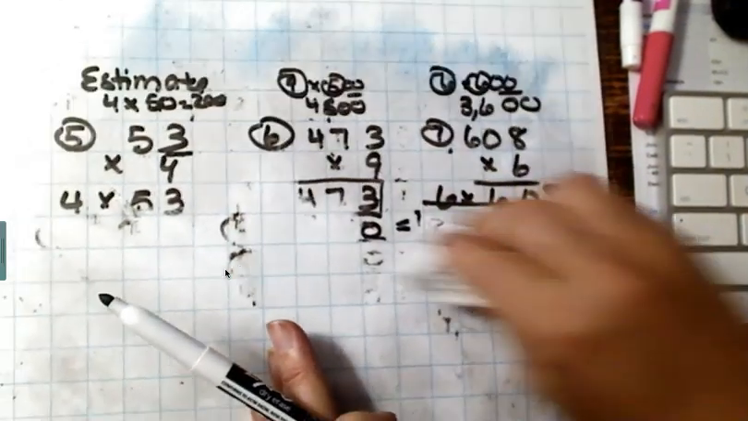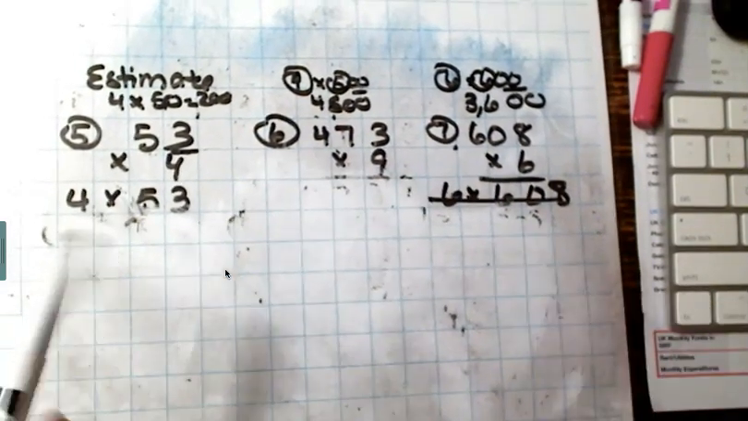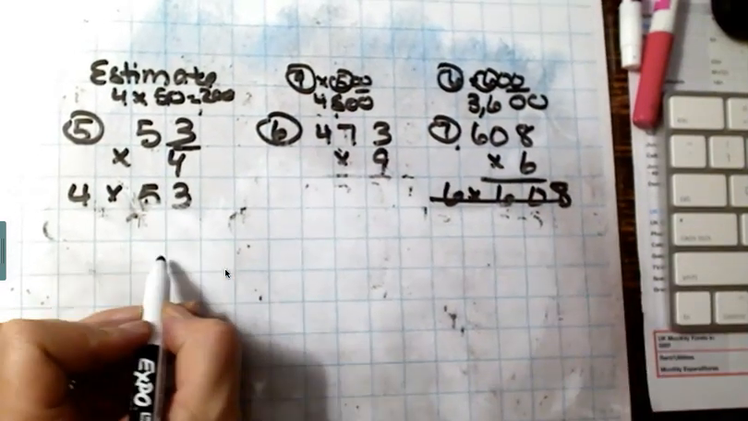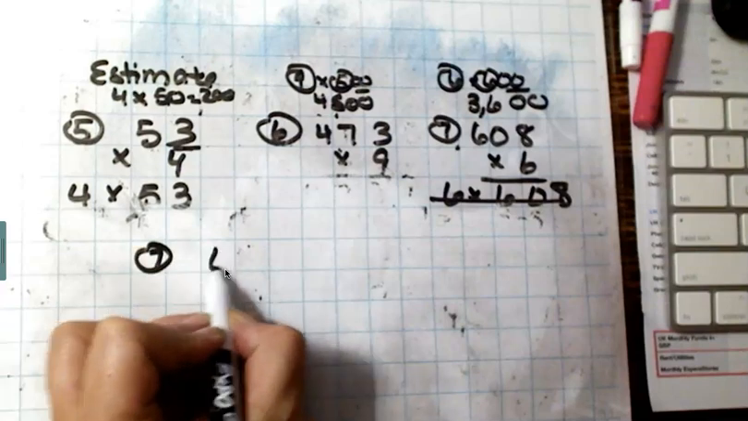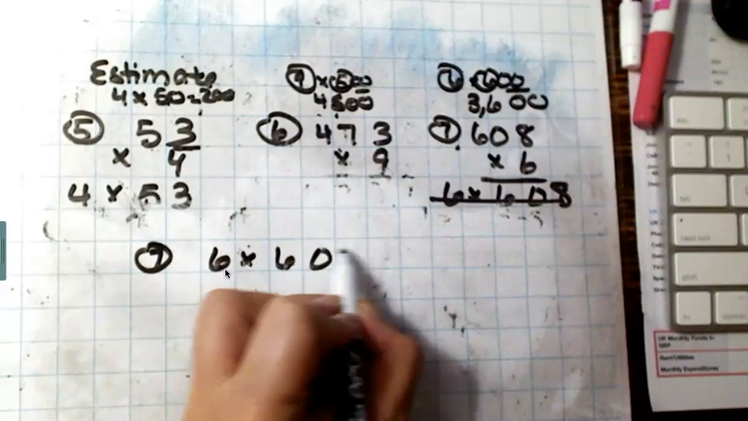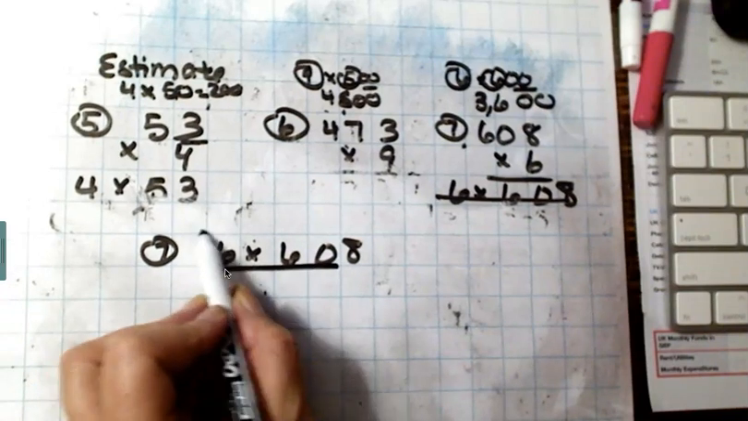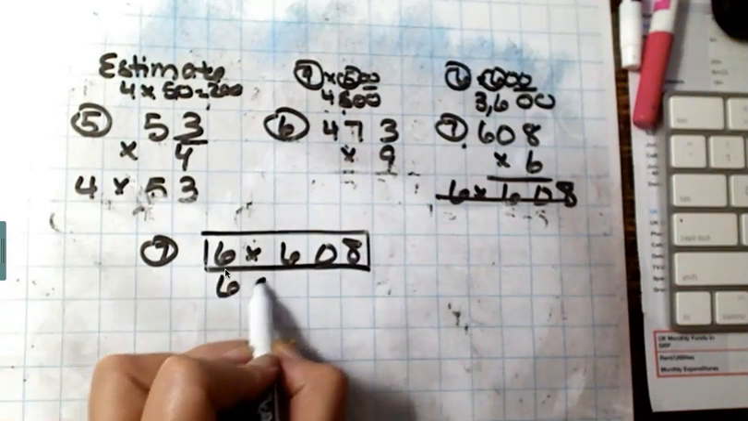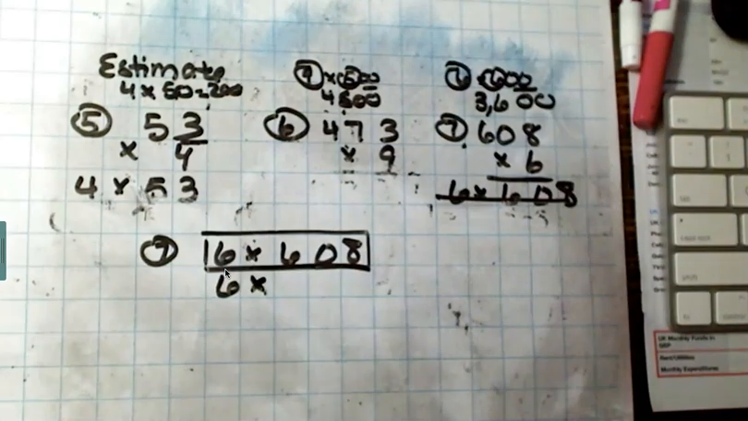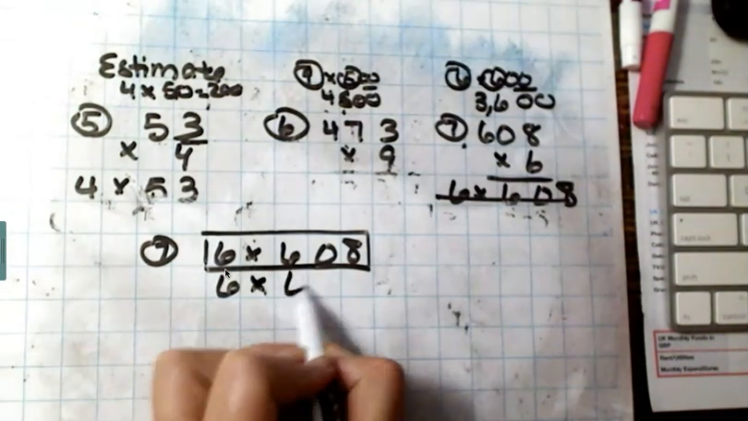And I'm going to actually write this problem a little bit neater over here. So this was problem number 7. 6 groups of 608. And don't be afraid to use paper. All right, so I'm going to put a little box around it so I don't mess it up. Break it up, expanded form, partial product, whatever you want to call it.